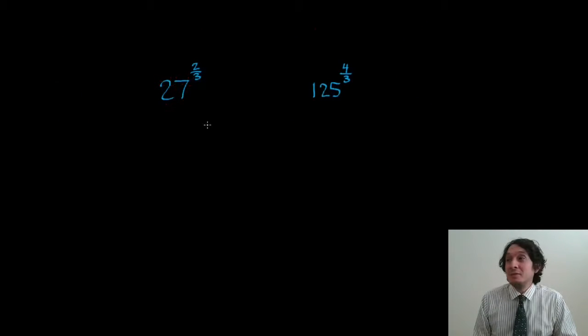In our next examples, we have thirds as our denominator here. We have 2 over 3 and 4 over 3. But we're going to use exactly the same rule. The denominator is our root, so this is the cube root of 27, and because it's a cube root, we have to write the little 3. When it's a square root, we don't have to write the 2. And then the numerator is our exponent. So 27 to the power of 2/3 is the cube root of 27, and then squared.